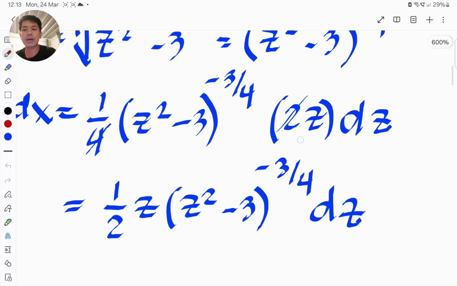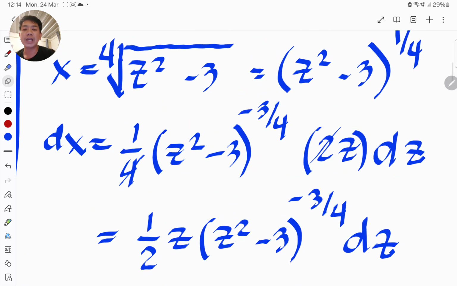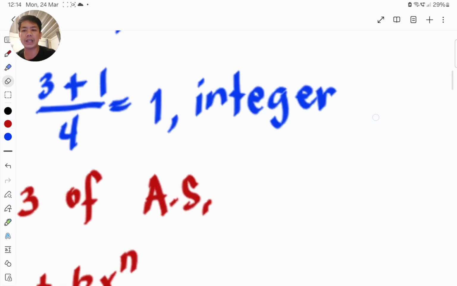So going back, we now have 2z dz. Let's simplify this, class. The 2 cancels here, and the 4 here is reduced by 2, so it becomes 1/2 z times z squared minus 3 raised to negative 3/4 dz. So we now have the value of x and the value of dx. We can now substitute the values of x and dx in terms of z and dz.